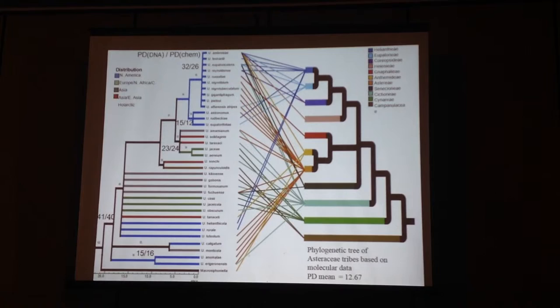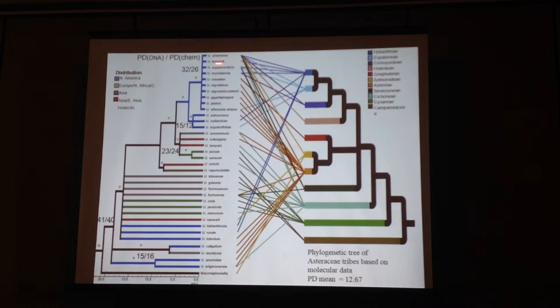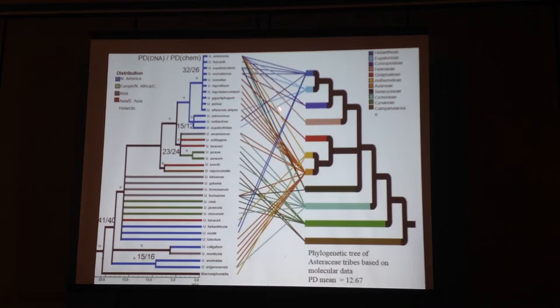And what you can see is a couple of things. First of all, there are a few species, such as this one, which are polyphagous. They feed on plants in two or more tribes. But the great majority feed on plants in only one tribe.